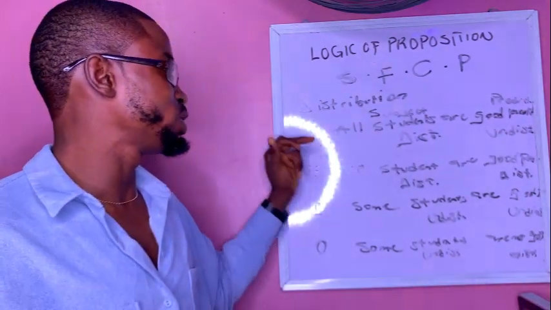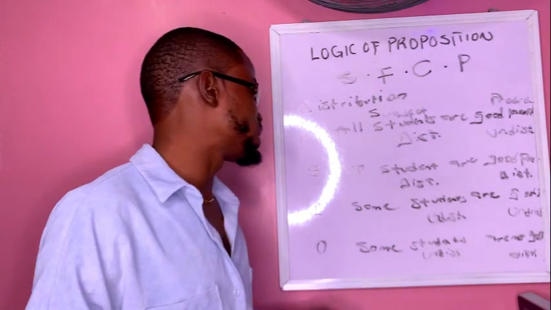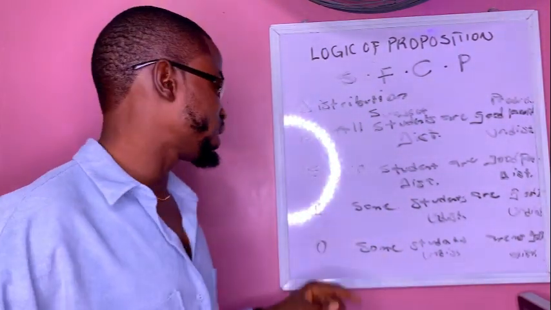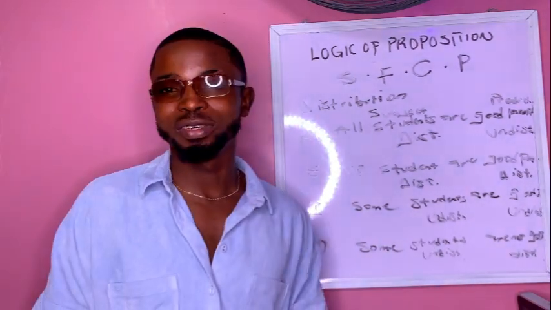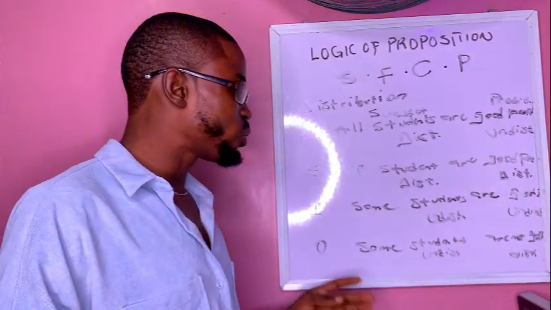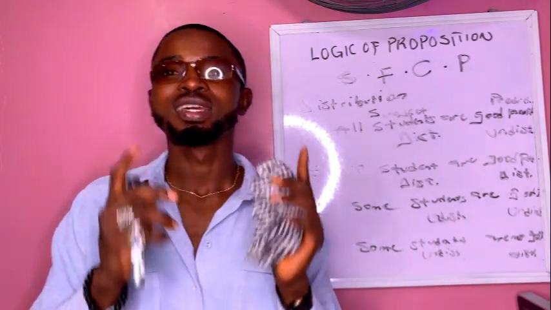So in A proposition, the subject term is distributed, the predicate term is undistributed. In E proposition, both subject term and predicate term are distributed. In I proposition, the subject term is undistributed and also the predicate term is undistributed. But in O proposition, the subject term is undistributed while the predicate term is distributed.